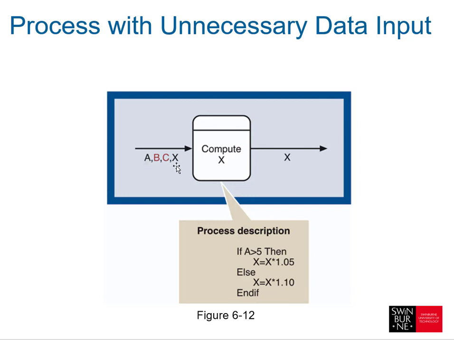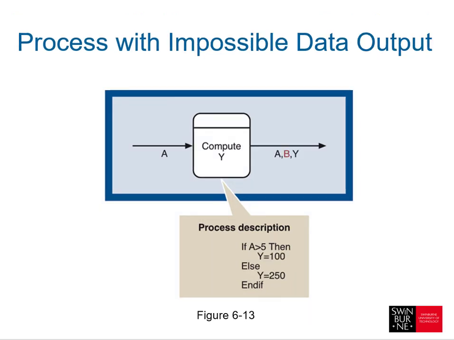So you are sending variable A and variable X, and you are recomputing the X value and submitting it. So you don't need the B value and C value. This is unnecessary data input. Another example.